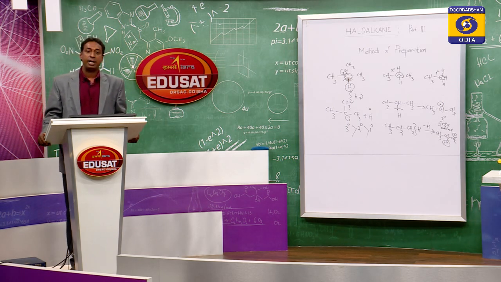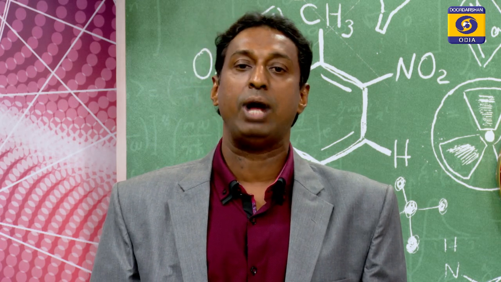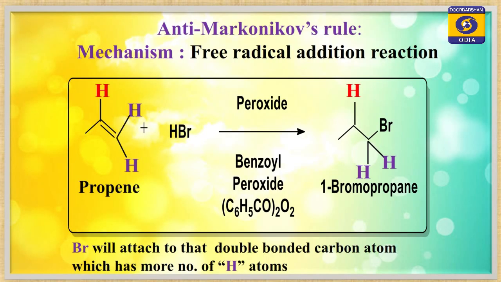But in this case of anti-Markovnikov's rule, remember students, you see between carbon and carbon where there is a double bond, to which carbon more number of hydrogens have been attached, to that carbon you attach bromine to get the product. This is called anti-Markovnikov's rule. In this case the example is CH3 CH double bond CH2, I have added HBr to get CH3 CH2 CH2 Br.